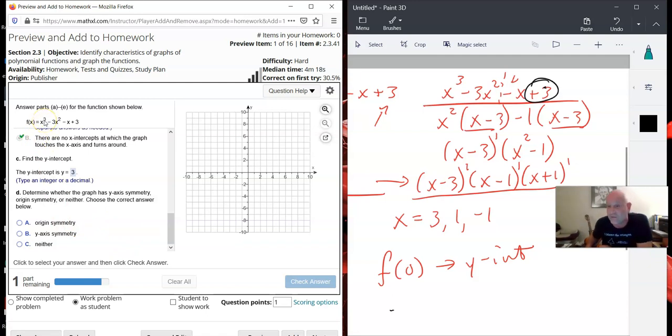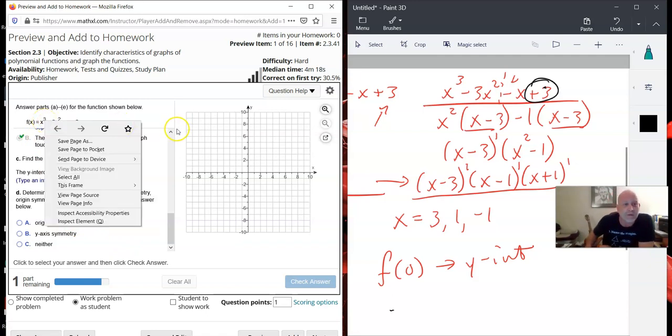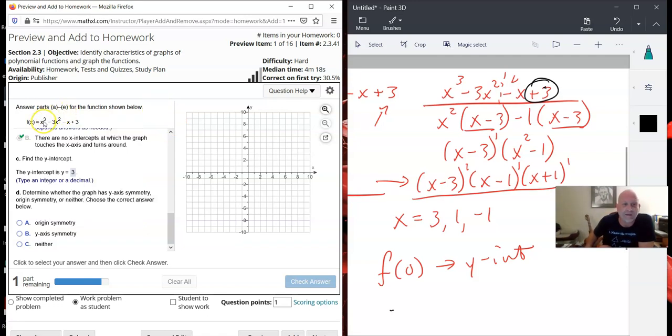So origin symmetry. Well, we have a good start here. The leading exponent's a 3, but they would all have to be odd. I would have to have exponents that are 3, 5, all that kind of stuff. And I don't have that. Because I have a mixture of even and odd exponents, this one is neither. If they were all even exponents, it would be y-axis symmetry. If they were all odd exponents, it would be origin symmetry, but we have neither in this case.